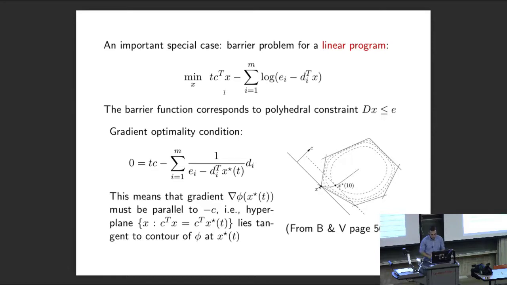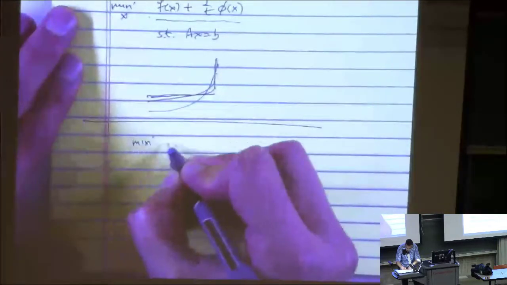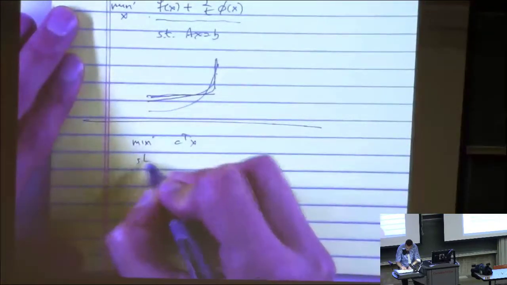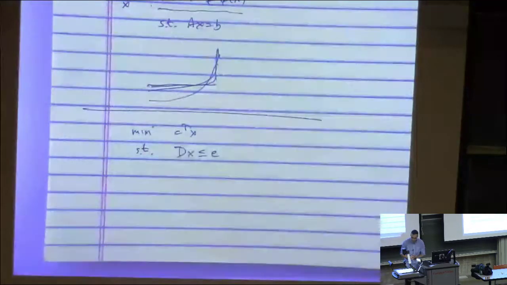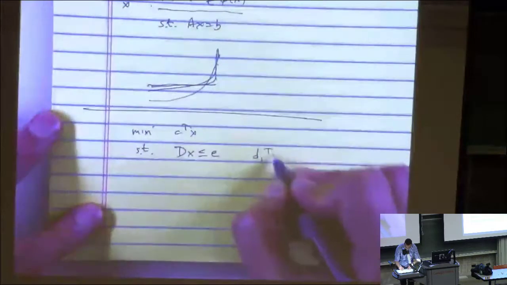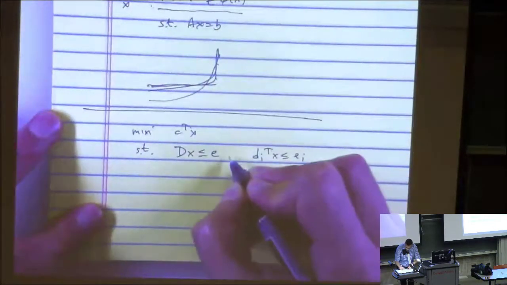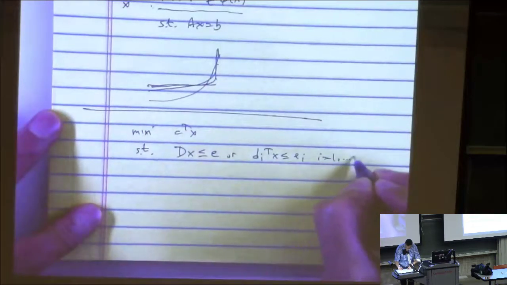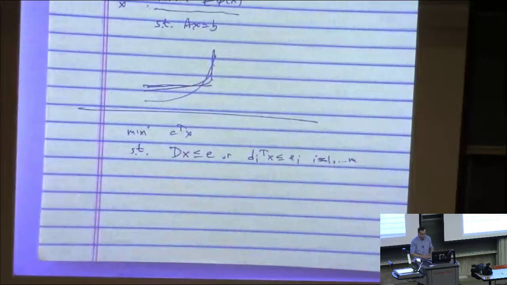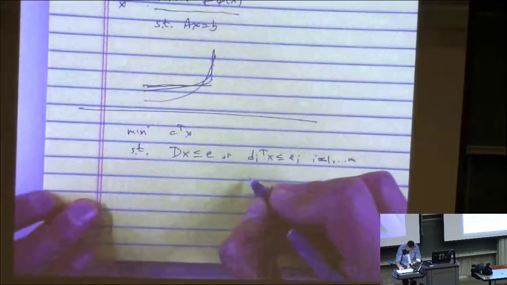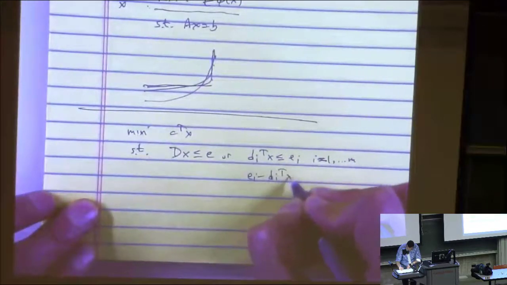So let's suppose I had a linear program of the form: minimize c transpose x, subject to Dx less than or equal to some vector e, which I can also write as d_i transpose x less than or equal to e_i for i equals 1 to m. So the central path problem corresponding to this linear program, we're going to rewrite this again as e_i minus d_i transpose x bigger or equal to 0.